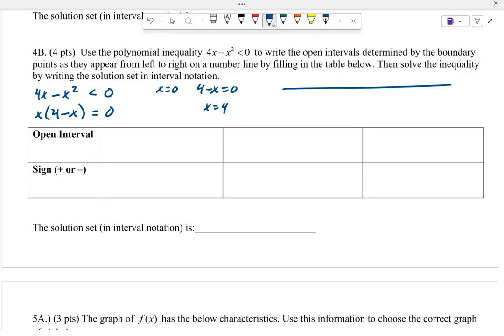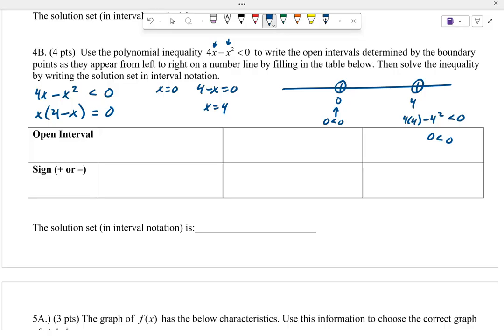That would be on my testing interval, 0 and 4, right? Now I got to decide, do I include them or not? Well, if I throw in x equaling 0 into the original, I would have 0 minus 0 squared is 0, less than 0. No, it's not. I'm not going to include those because this is a strictly less than situation. So I'm not going to include either of those zeros, right? Let's plug the 4 in. If I plug 4 in, I got 4 times 4 minus 4 squared. Is that less than 0? 16 minus 16, no. 0 is not less than 0.